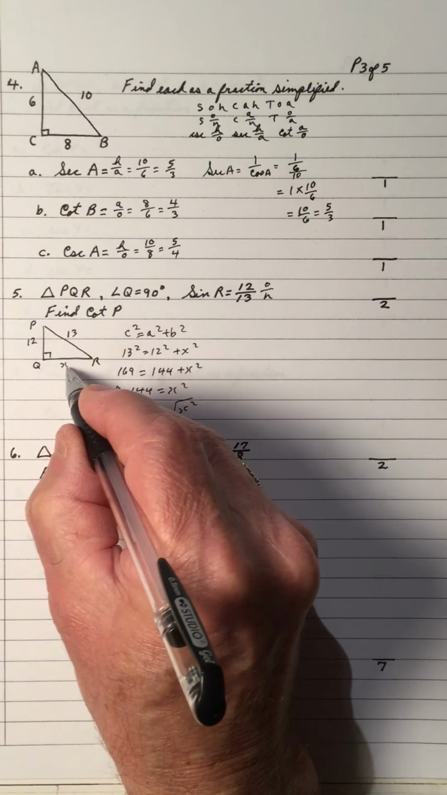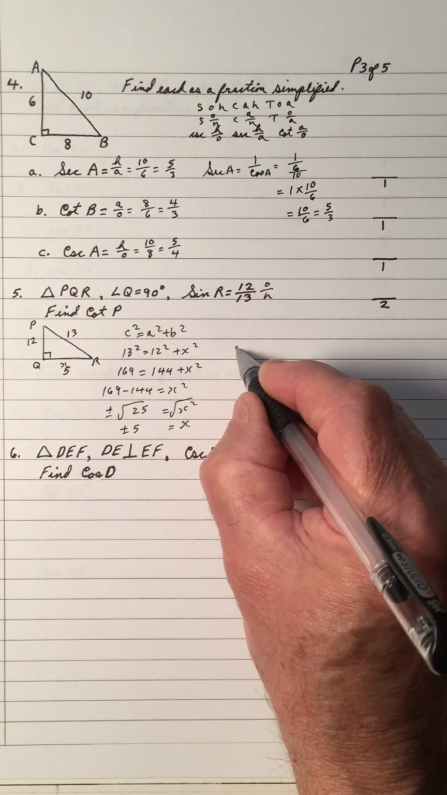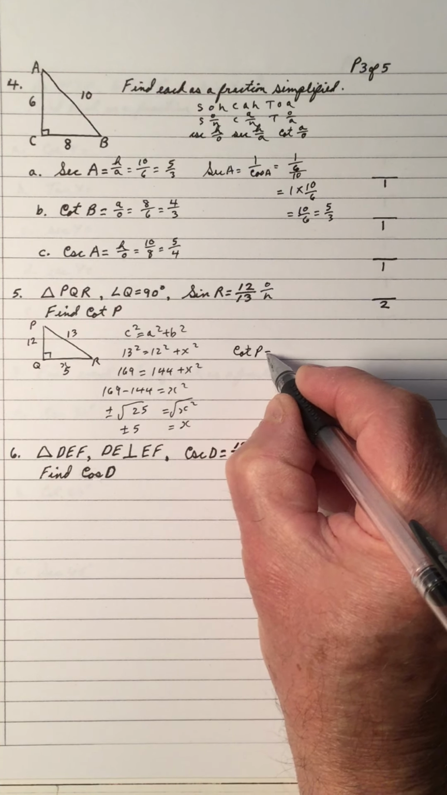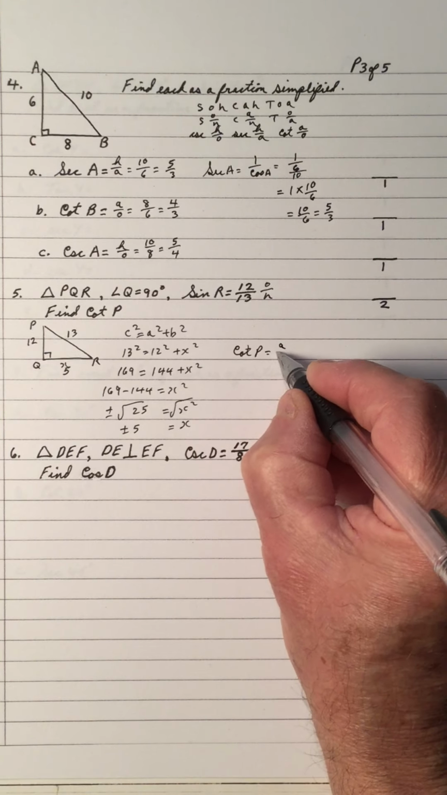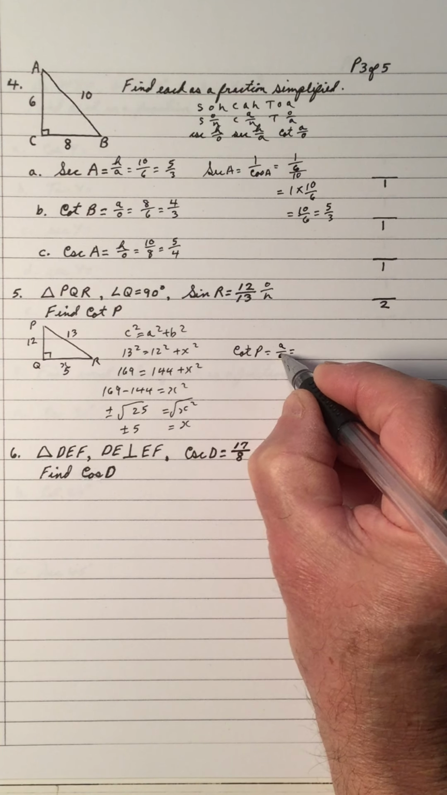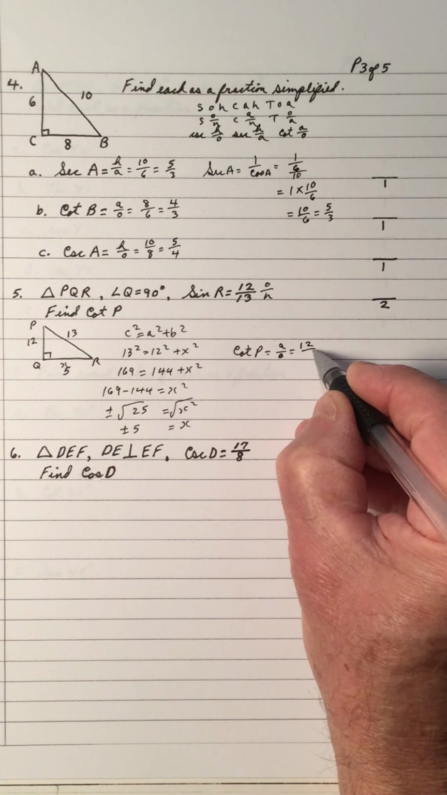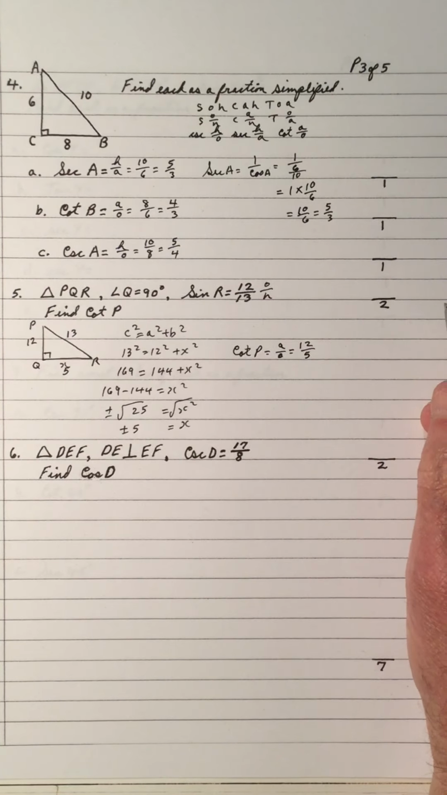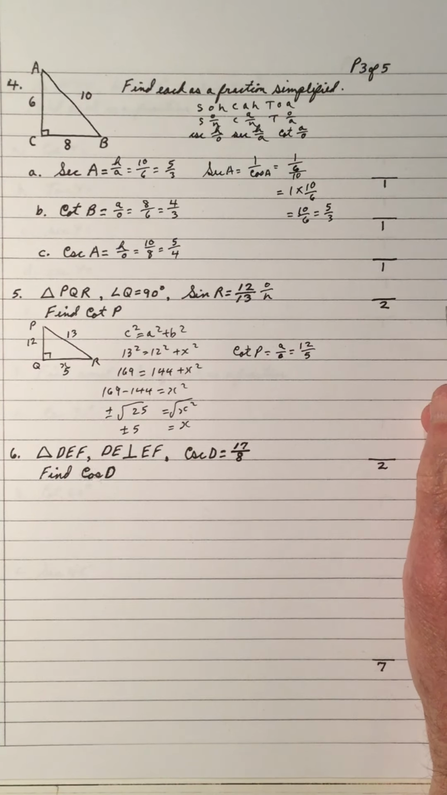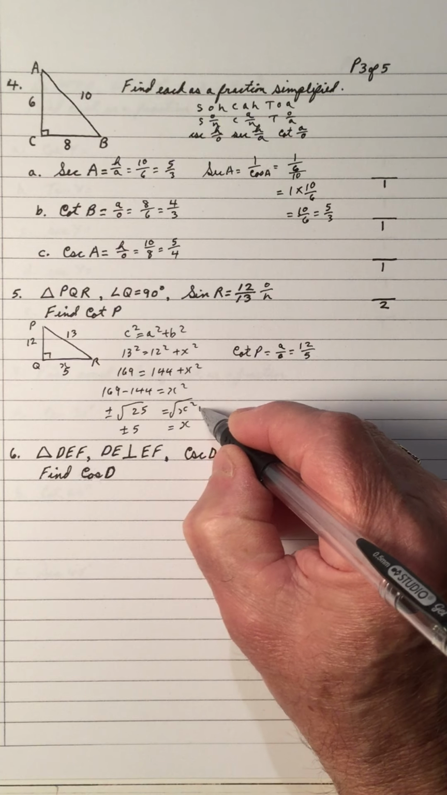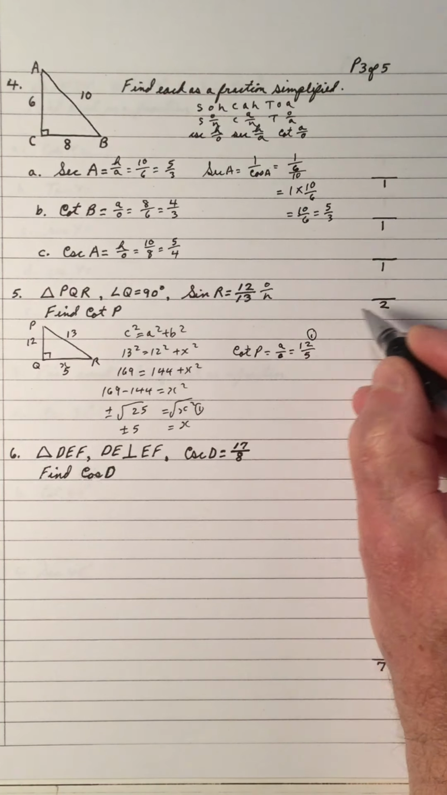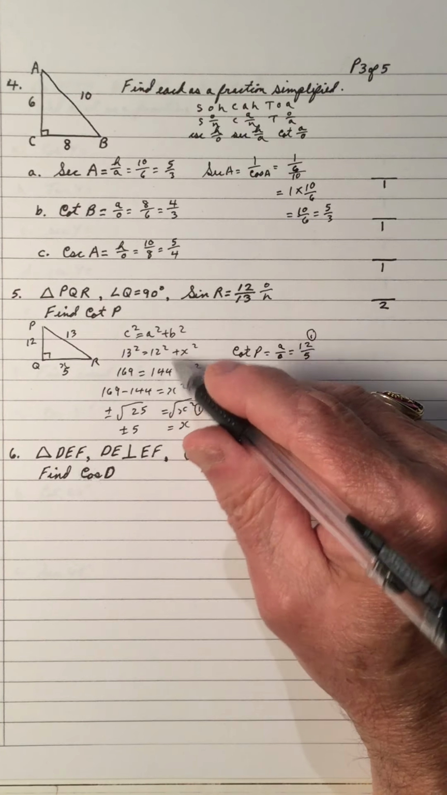So we want to do the cot of P, and cot is adjacent over opposite. So in terms of P, adjacent is 12 and opposite is 5. So if you have this worked out as far as here, you get a mark. If you work out here, you get a mark. But you've got to go all through this with the Pythagorean just to get that other side. Then you get 2 marks altogether.